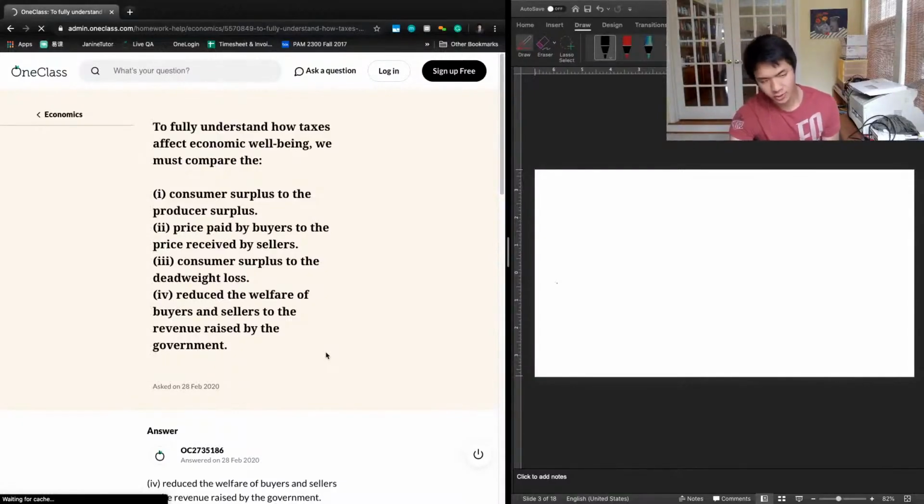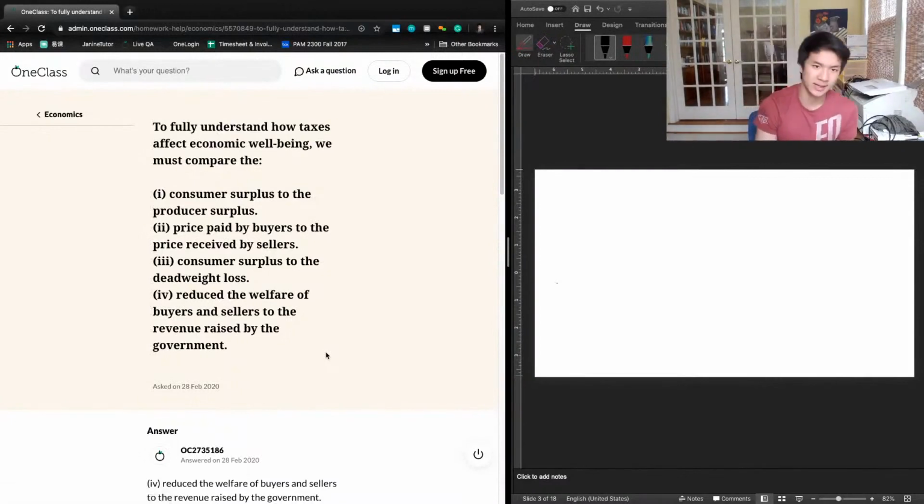Next, we have the following question. To fully understand how taxes affect economic well-being, we must compare the: 1. Consumer surplus to producer surplus. 2. Price paid by buyers to price received by sellers. 3. Consumer surplus to the deadweight loss. And 4. Reduced welfare of buyers and sellers to the revenue raised by the government.